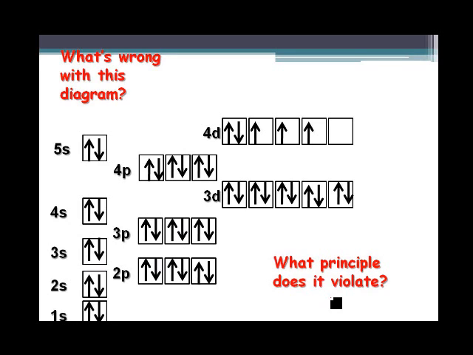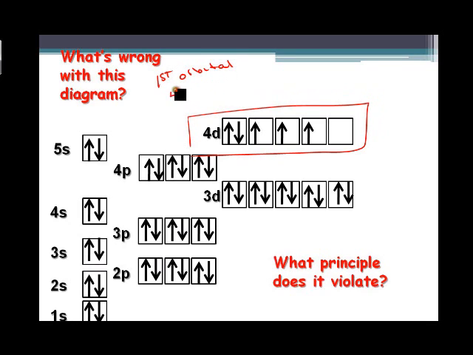Do you see the problem with this one? Let's look at the 4d energy level. Do you see it now? In the first orbital of the 4d sublevel, we have 2 electrons occupying a single orbital before each orbital has an electron. This violates Hund's rule.